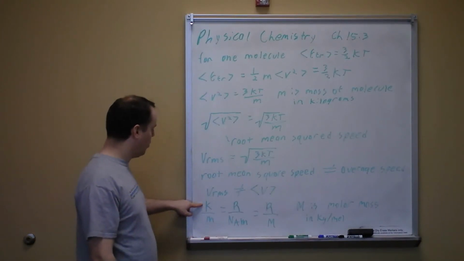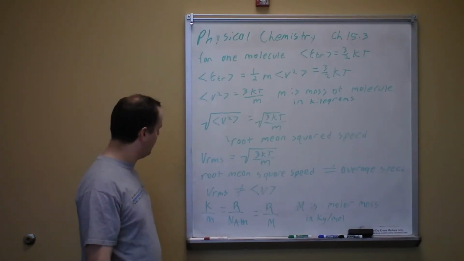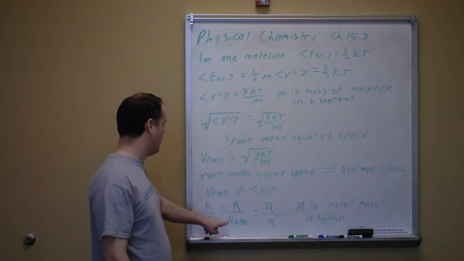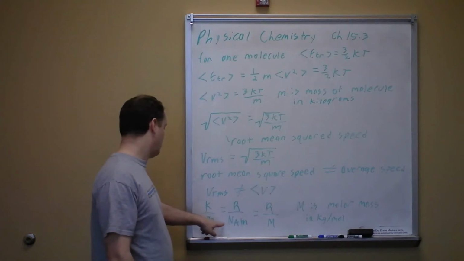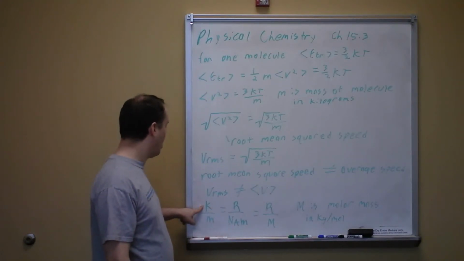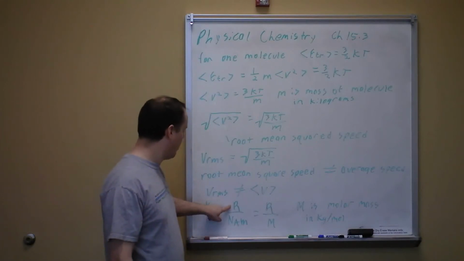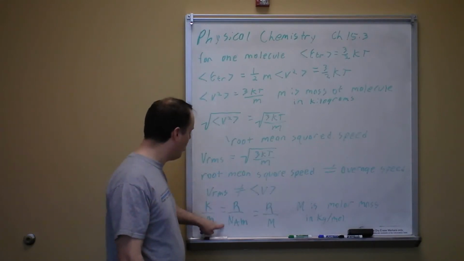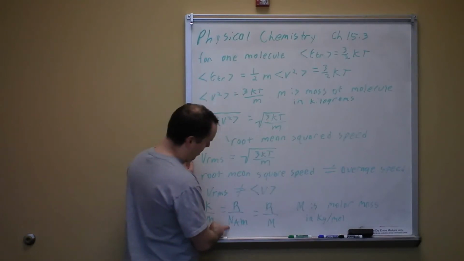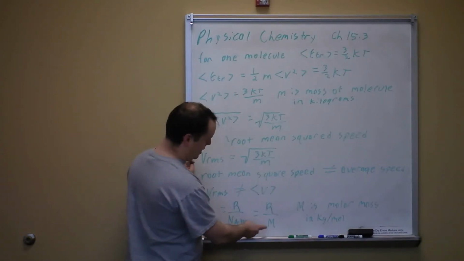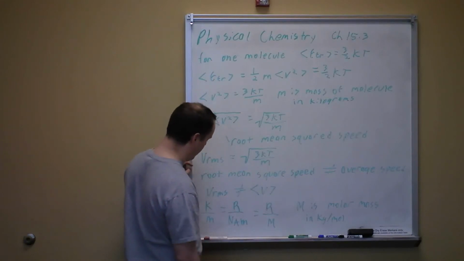Now we know that the Boltzmann constant k is equal to R over N_A. So this k over m is equal to R over Avogadro's number times this lowercase m. And Avogadro's number times this lowercase m is the molar mass in kilograms per mole.